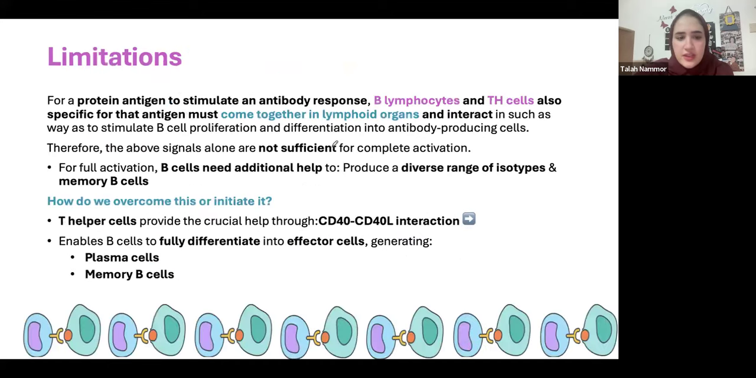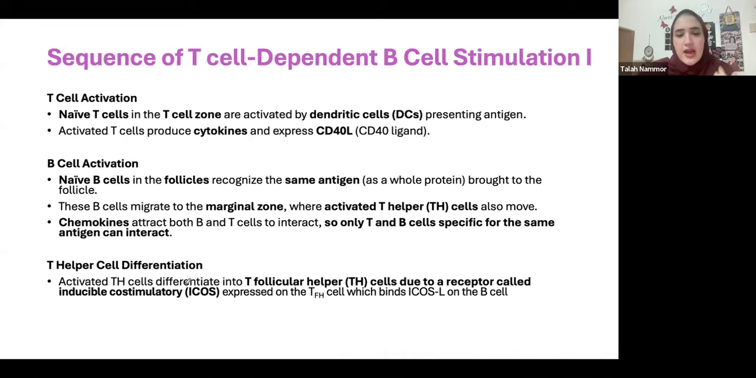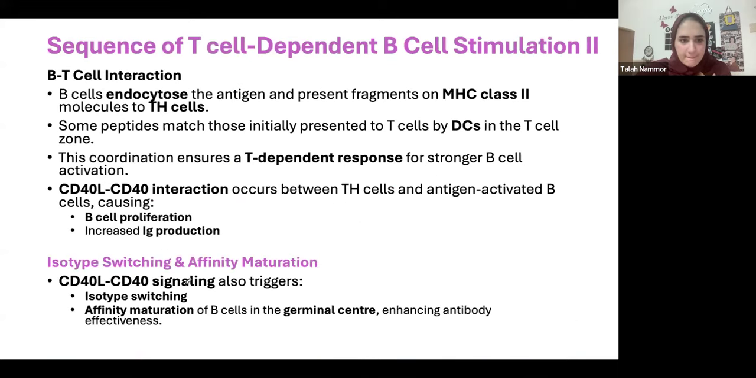So this is just everything that we said, but in text, all right? We said that the T helper cells provide the crucial help through this interaction. So without this interaction, we're not going to be able to kickstart the B cells to fully differentiate into the plasma cells and the memory B cells that we need, all right? This is everything that we talked about.